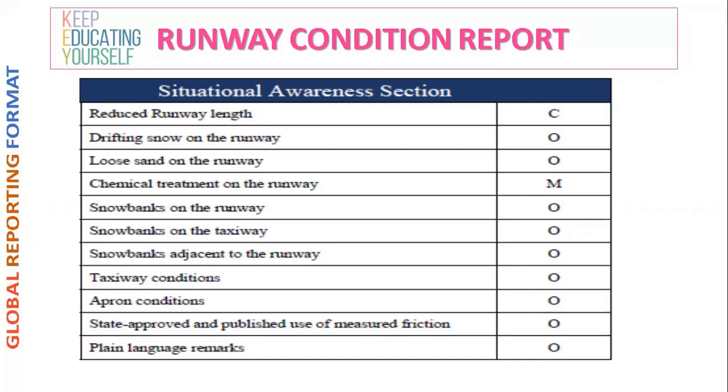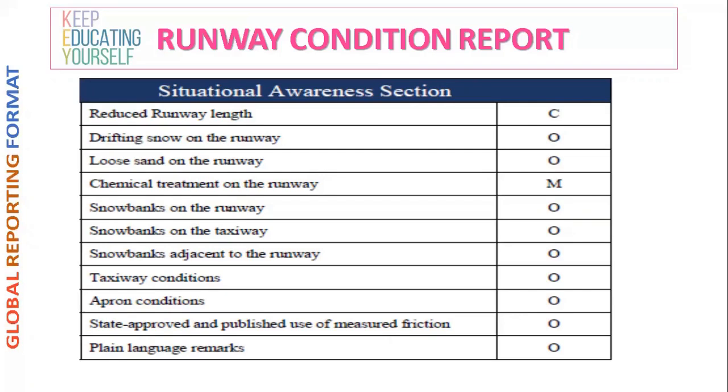So we will discuss each separately. First, I will finish this part. Then the second is drifting snow on the runway. Then loose sand on the runway. Chemical treatment, it is mandatory, remember. Then others are all optional. Snowbanks on the runway, thereafter snowbanks on the taxiway, snowbank adjacent to the runway, taxiway condition, apron condition, state approved and published use of measure friction, plain language remarks.